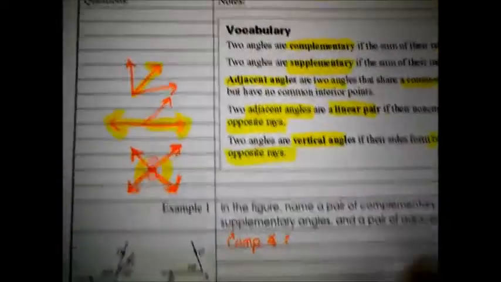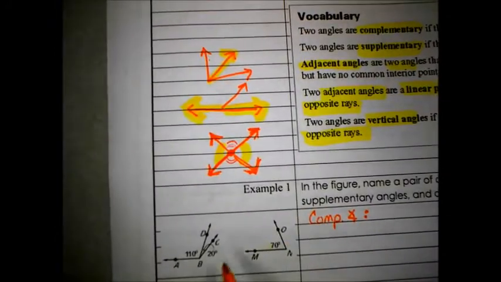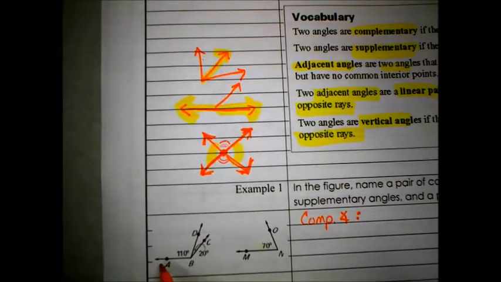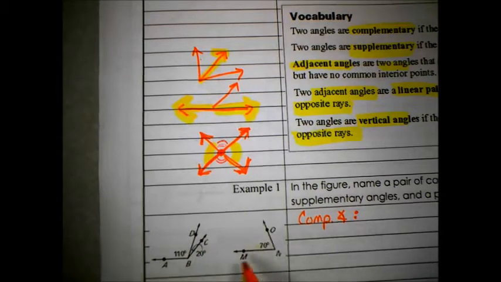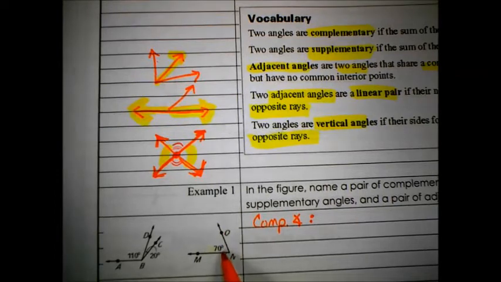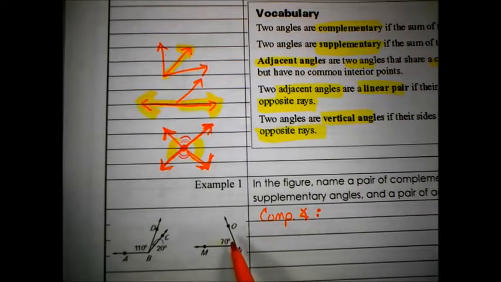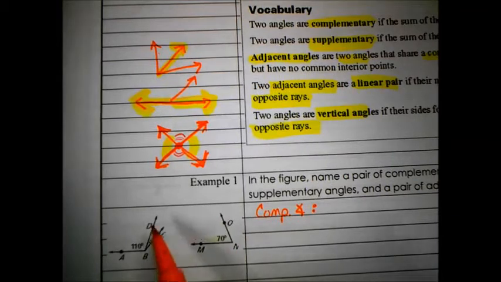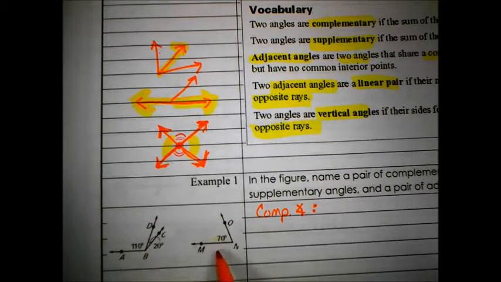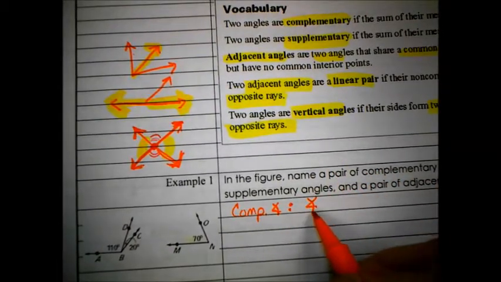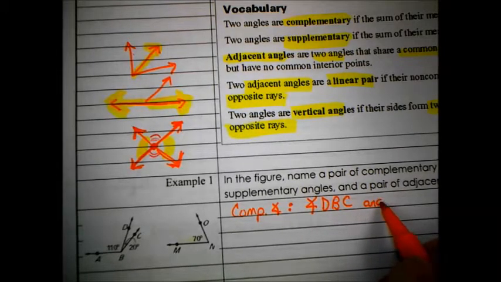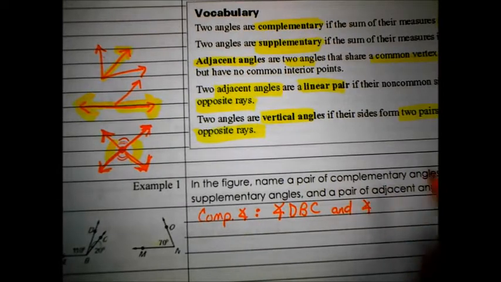So if I'm looking at what I have, the ABD is 110, the little bitty angle here, DBC is 20, and then I have MNO is 70. So the only two that I can add together to get 90 degrees is this 70 degree angle and the 20 degree angle. That gives me 90 degrees. So a pair of complementary angles would be angle DBC and angle MNO.